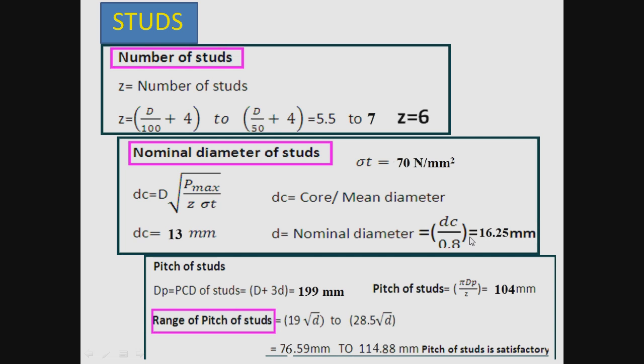And this is the core diameter or mean diameter. Next, nominal diameter is given by dc by 0.8, so you will get 16.25 mm.